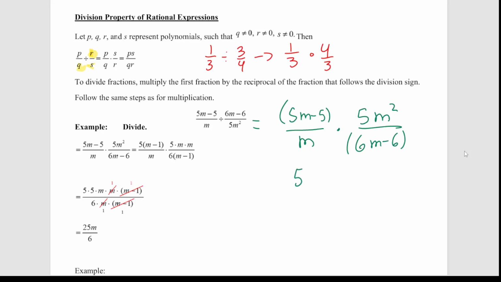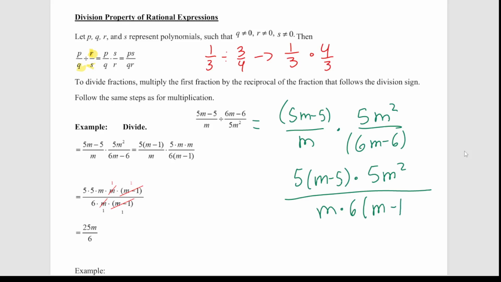So you're going to pull out the greatest common factor in this very first set of parentheses for 5m minus 5. That would be a 5. So you'd have 5 times m minus 1, times that 5m squared that's also in that numerator, over m times, and then in 6m minus 6, its greatest common factor is 6. 6m divided by 6 leaves us with m.